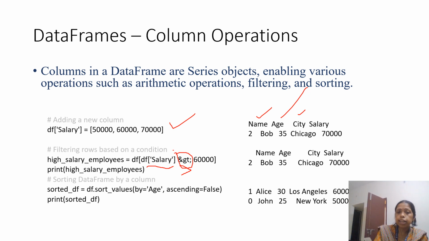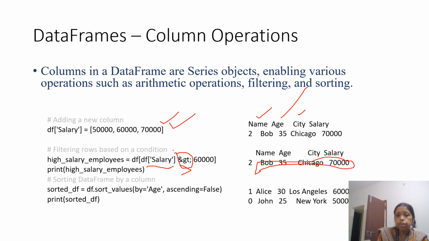And if we write print, then above 6000 there is only one row. So 5000, 6000, 7000, three values are there under the salary column. If you put the condition, you want to retrieve the salary if the salary is greater than 6000, only the 7000 will come out. So if you write print high_salary_employee, then this row will be retrieved.